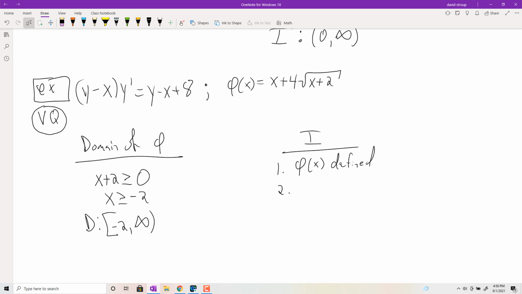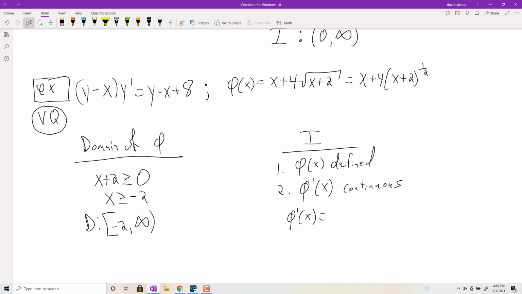You need phi of x to be defined. And secondly, you need its derivative to be continuous. So this is a first order differential equation. I need phi prime of x to be continuous. And so what is phi prime of x? So phi prime of x equals, if we rewrite phi of x above here as x plus 4 times x plus 2 to the 1/2, I can do a power rule.